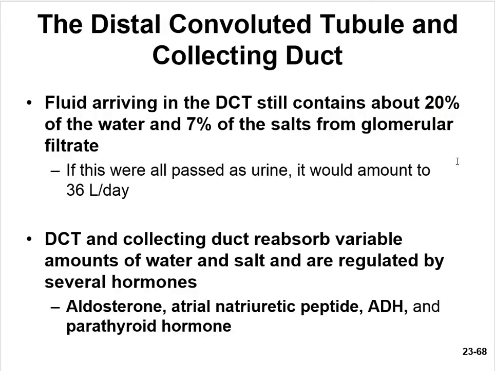So the distal convoluted tubule and the collecting duct reabsorb variable amounts of water and salt and are regulated by several hormones. So this is kind of the area where we've got this 20% of water to work with, and it's going to help us with how much we're going to regulate our water. Do we need more in the blood, or do we need to excrete more? And this is a good place to make that decision. So that's why this area is regulated by some different things like hormones: aldosterone, ADH, parathyroid hormone, and atrial natriuretic peptide.